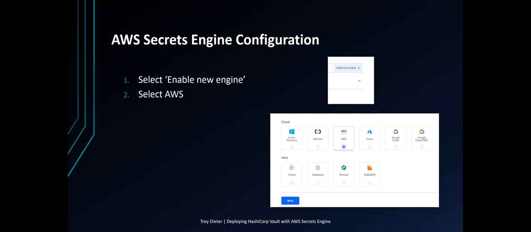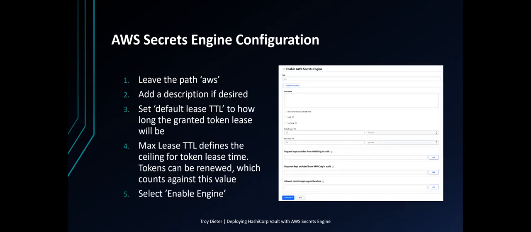Select Enable a new engine, and this all needs to be done after you've logged in. Select AWS. You can leave the path as AWS, add a description for the secrets engine if desired, and set the default lease TTL to how long the granted token lease will be. This will essentially be how long you want to grant these access keys to the user that is requesting them.